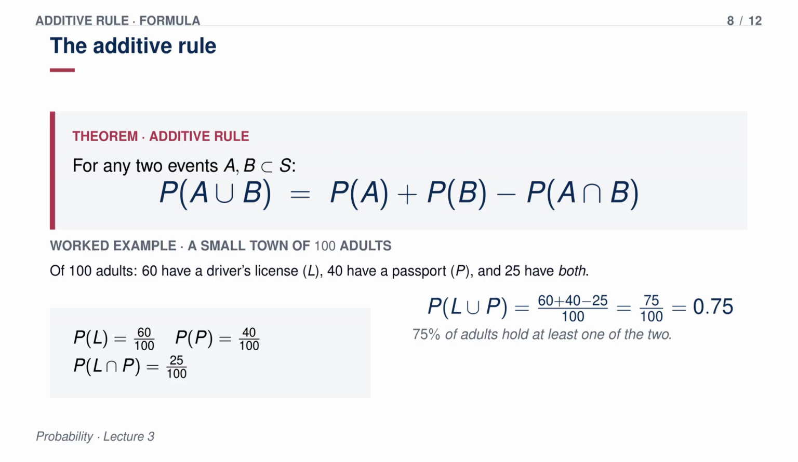We take the 60 with a license, add the 40 with a passport, and then we must subtract the 25 who have both. 60 plus 40 is 100, minus 25 gives us 75. So 75 out of 100 adults, the probability is 0.75. The subtraction of 25 is purely the mathematical correction to make sure we don't count those particular people twice.